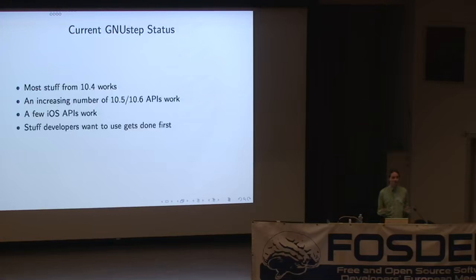Occasionally Apple is very helpful to us. They'll add a new API in one version. We won't get around to implementing it. Then they'll deprecate it in the next version. And then they'll remove it in the version afterwards, and so we don't have to bother with that one. But generally, stuff people use a lot gets done first and tends to be quite stable. But of course, patches are welcome.